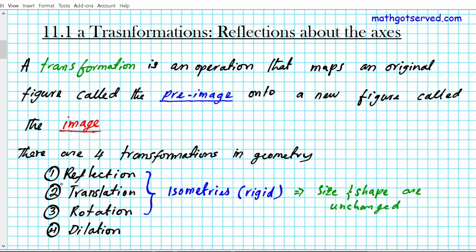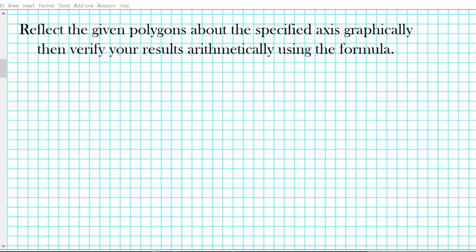We're going to start with the first one, reflection, in this presentation, and then we'll attack subsequent transformations in the next tutorial series. All right, so the instructions for the examples that we're working on are as follows. We are to reflect the given polygons about the specified axis graphically, then verify our results arithmetically using the formula for reflection across an axis.